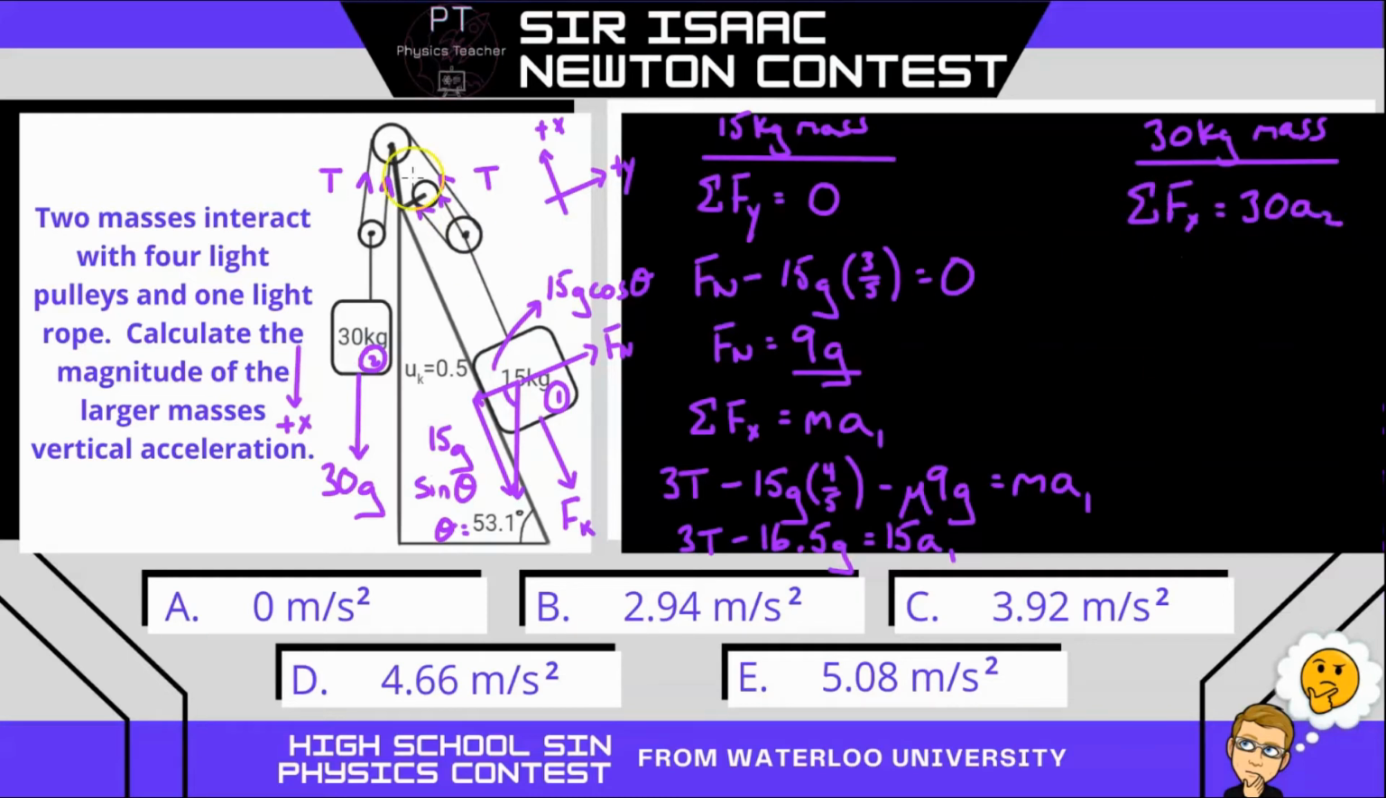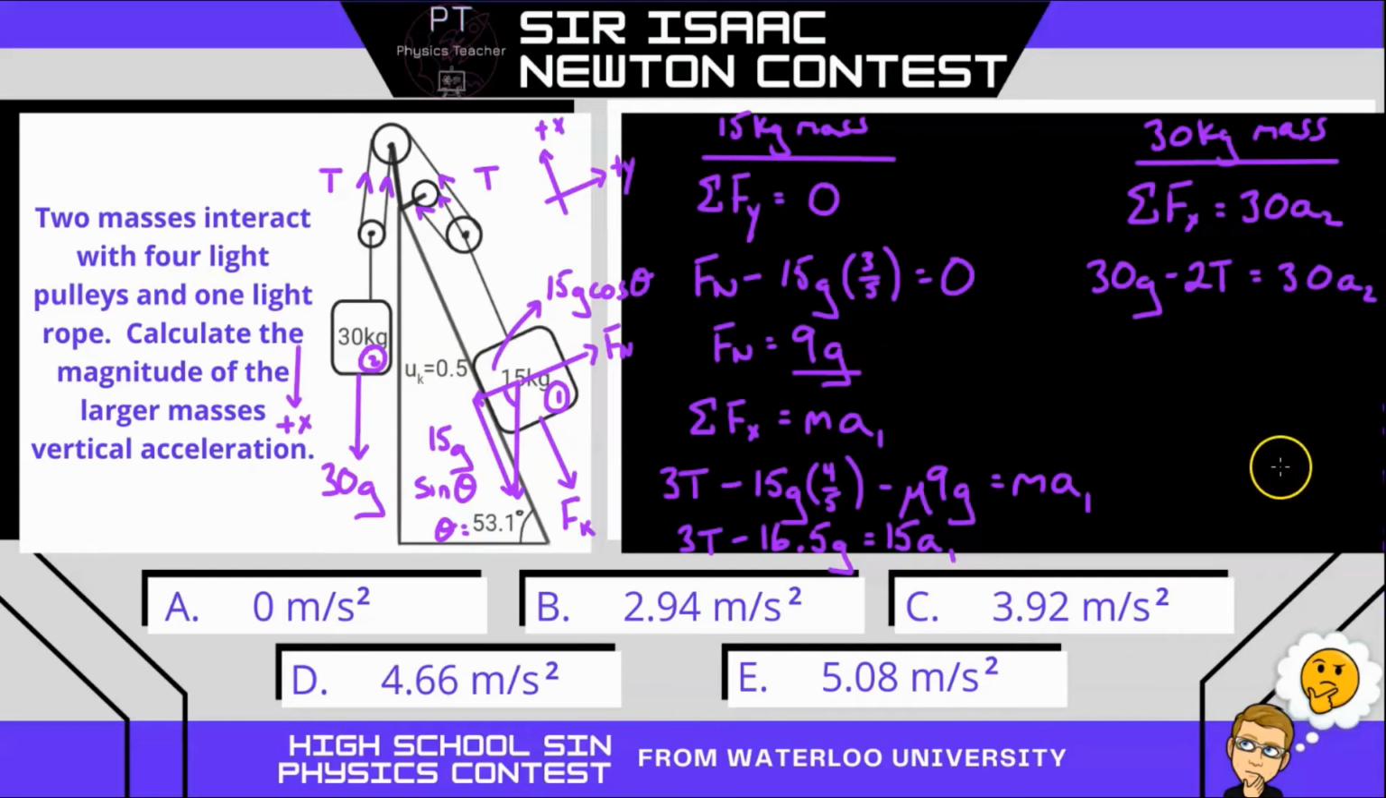All of our forces: we have 30g acting down, that's our force of gravity, subtract 2T. And this T will equal the T from our 15 kilogram mass because it's all the same rope, and all of these pulleys are frictionless. And that'll equal 30 A2.